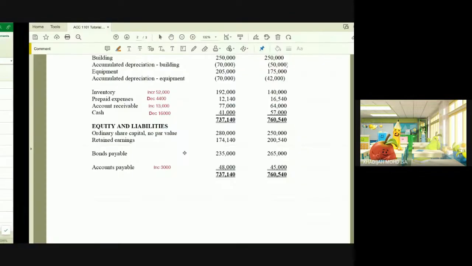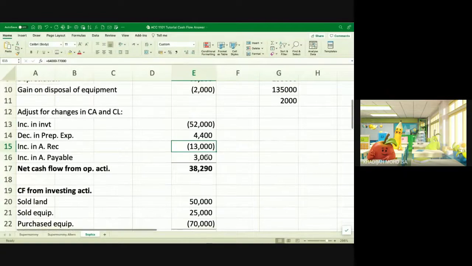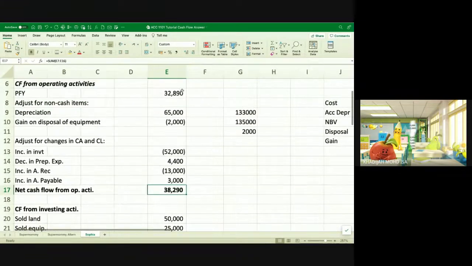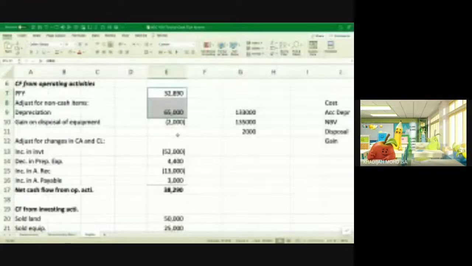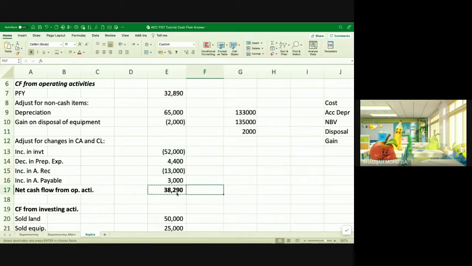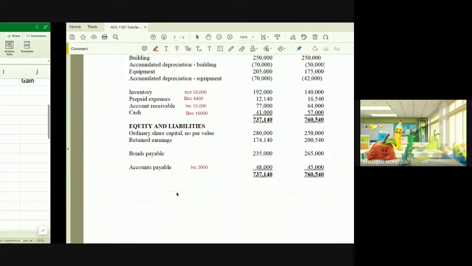Accounts payable is your current liability. There's an increase, and if a current liability increases, you add. So you add 3,000. From there, you add together whatever you have here, 32,000. You add all the changes in your non-cash items as well as your adjustments for your current assets and current liabilities, and you get 38,290. So I will put it here. 38,290. Is that clear?